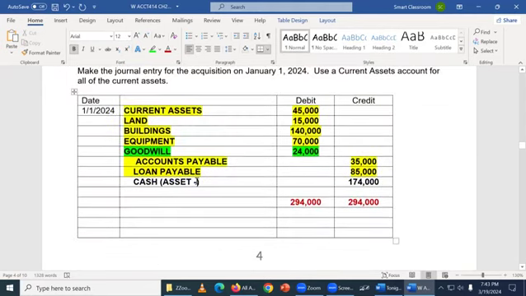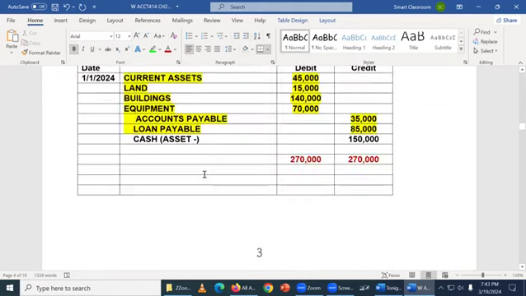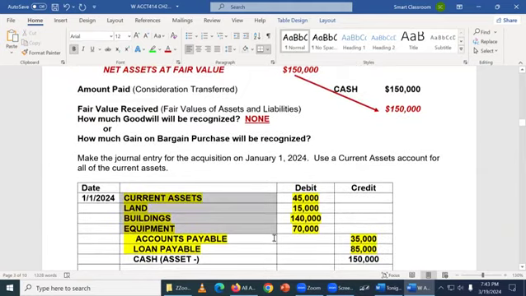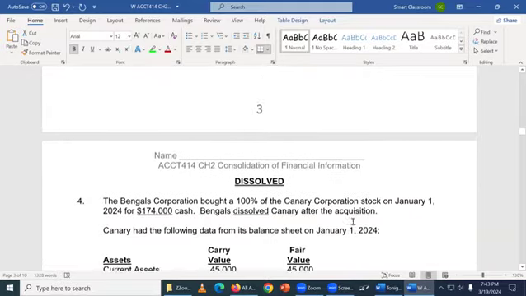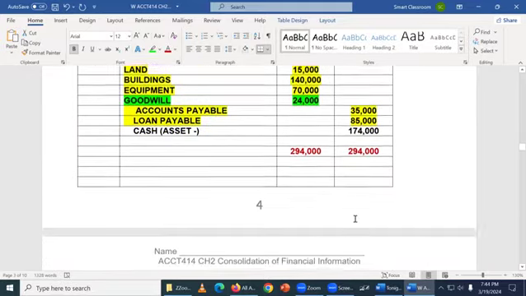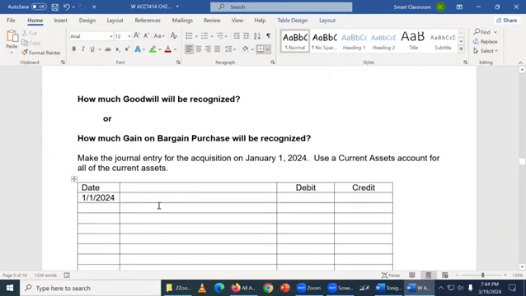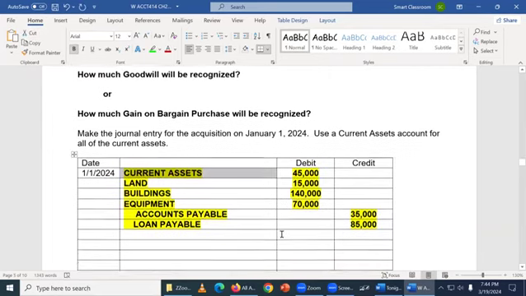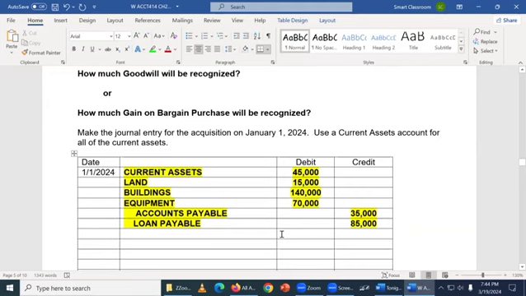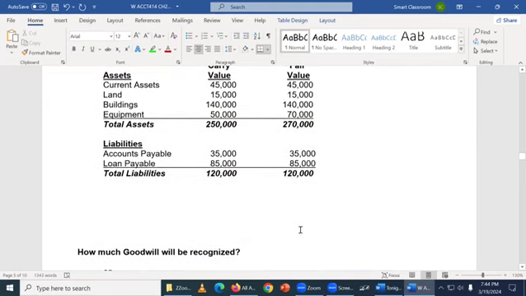Okay, let's go to the last one. And again, these would all be the same. And by the way, on the tests, you do not have to put them in order. You don't have to put debits first and credits second. There is no accounting rule that says you have to do that. Okay, this one.